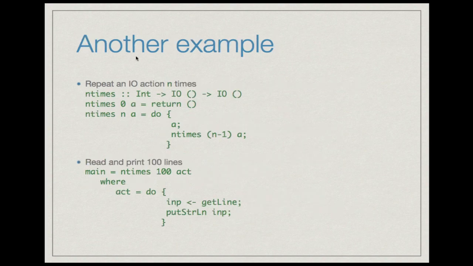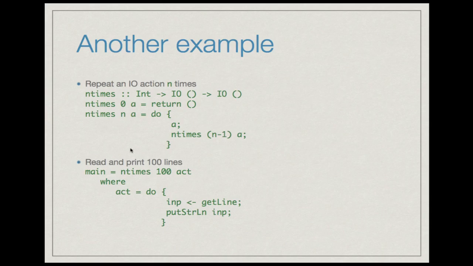Here is another example, nTimes, which takes an integer and an action and repeats the action n times. This is a generalization of what we did in the previous example, where we printed input out to the screen some n times, where n is the length of the input. So nTimes 0 a is just return (), and nTimes n a is do a followed by nTimes (n minus 1) a, which is to do the action a n minus 1 times.